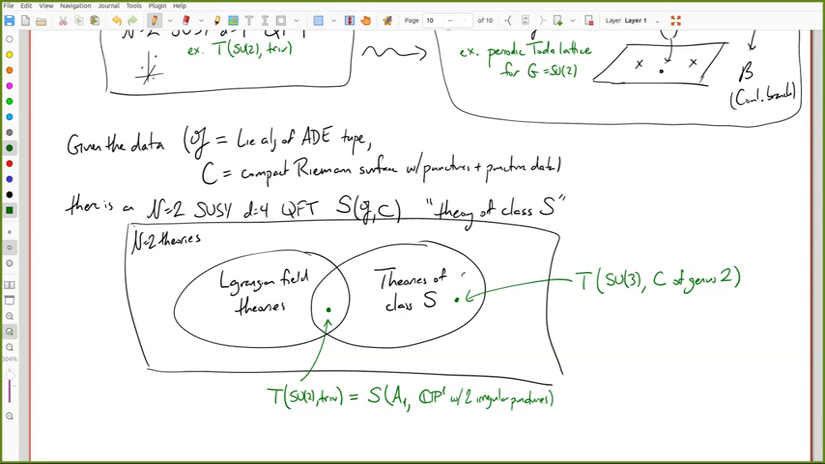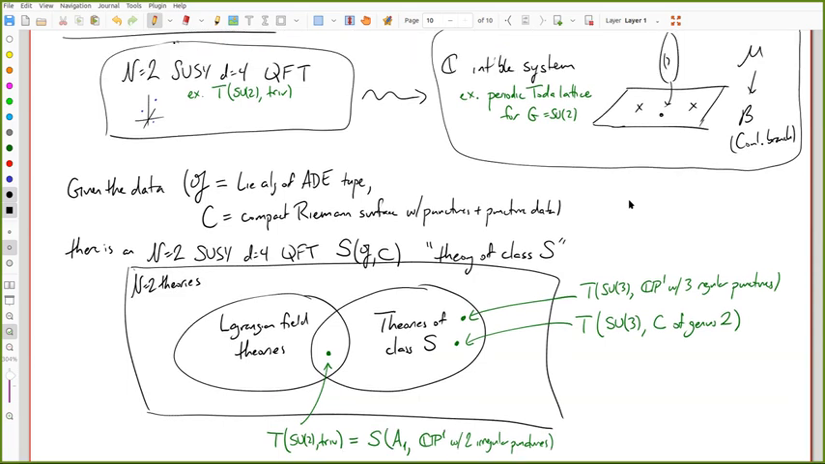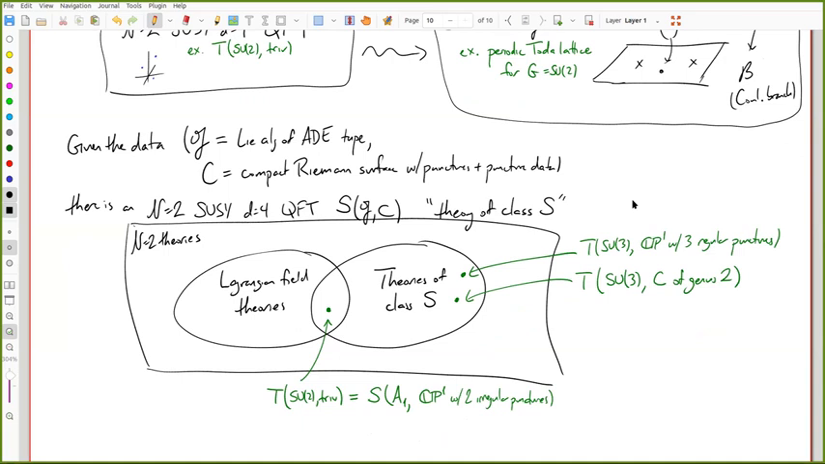Or if I allow punctures, I can do something simpler. I can do SU3 on CP1 with 3 regular punctures. Okay. And then why am I bringing up these theories of class S? It's because they provide very nice examples for this business of the complex integrable system. Oh, sorry, I used a T again when I should have used an S. I meant to call these S.